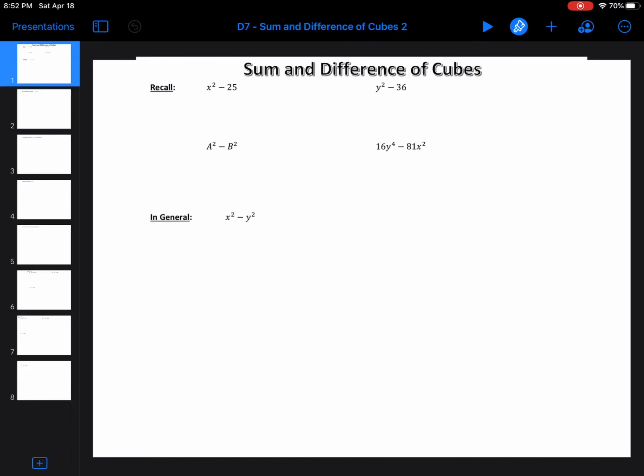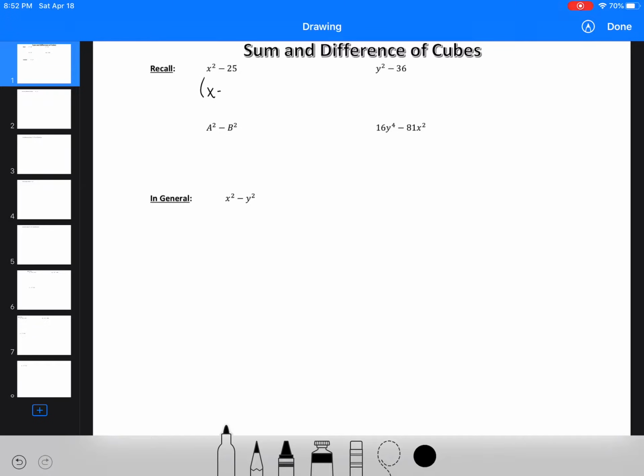When looking at sum and difference of cubes, it's often a good time to start with sum and difference of squares. So when we're looking at sum and difference of squares, the first thing we always have to look at is this: if I were to factor x squared minus 25, we'd have x minus 5, x plus 5. Here, this is going to be y minus 6, y plus 6. So in general, you're going to have a minus b, a plus b. The middle term is always going to go away based on the factor.